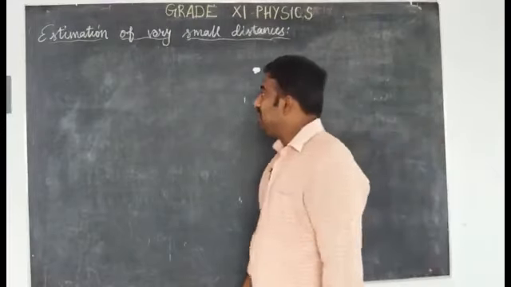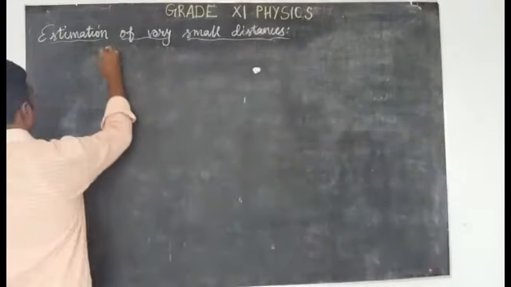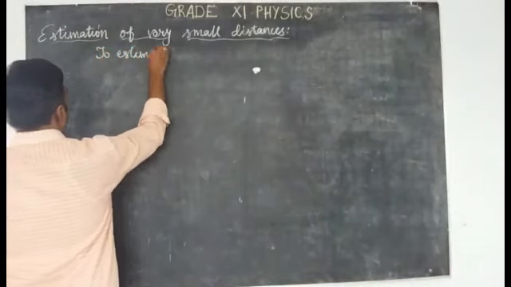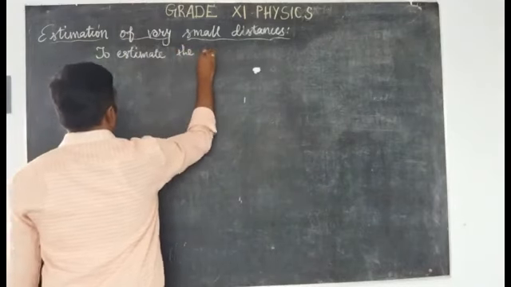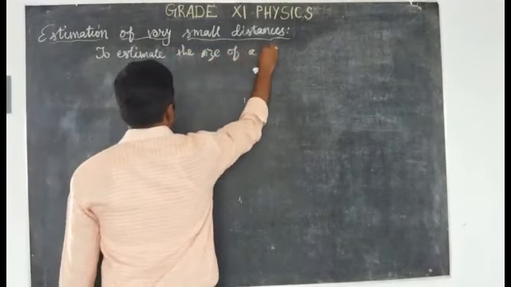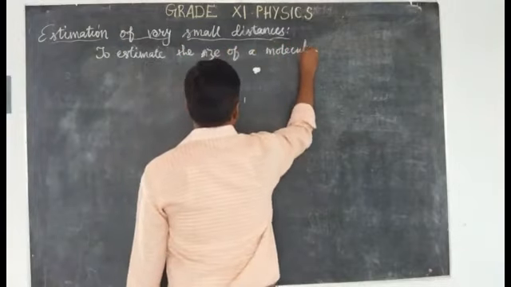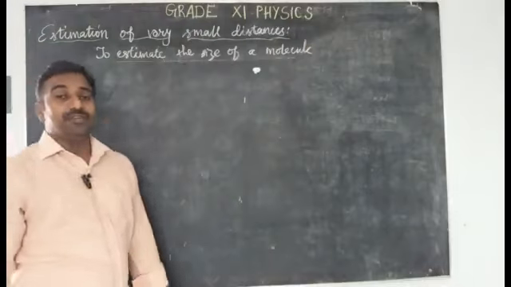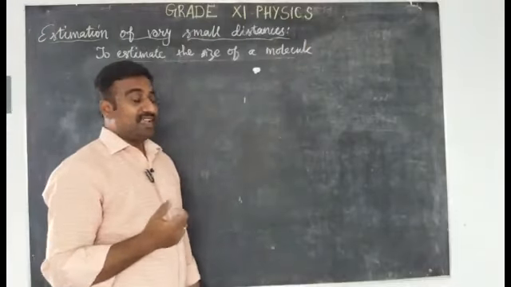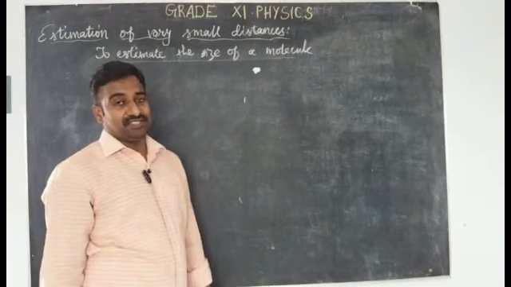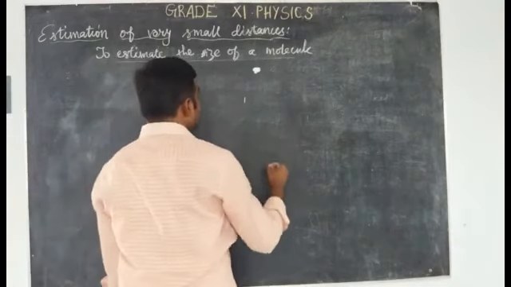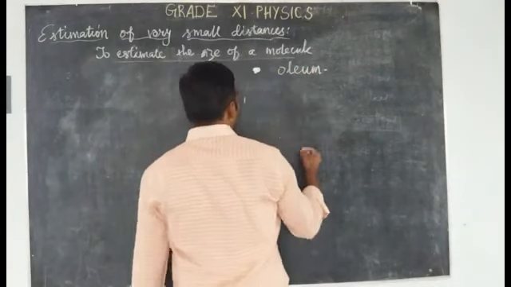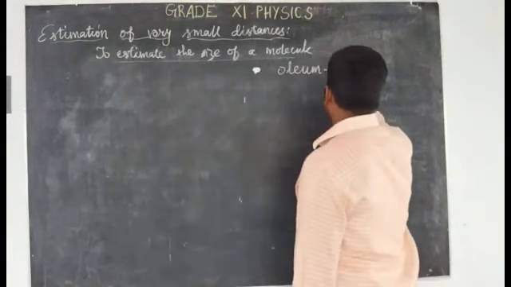For that, a simple experiment. The aim of the experiment is to estimate the size of a molecule. So how to estimate the size of a molecule? Now what type of molecule will we take? So here in our aim we will take oleic acid. Okay. What is oleic acid? Oleum is nothing but some soapy liquid.